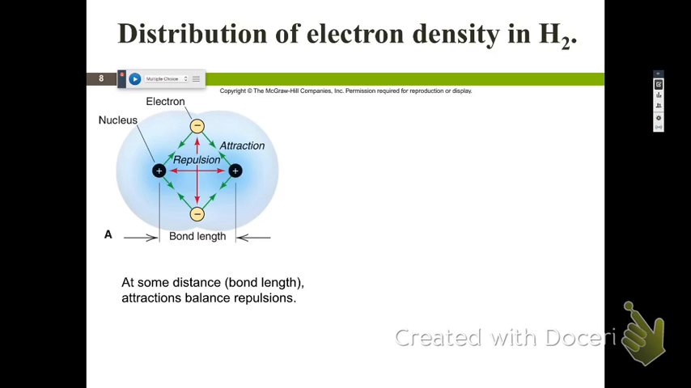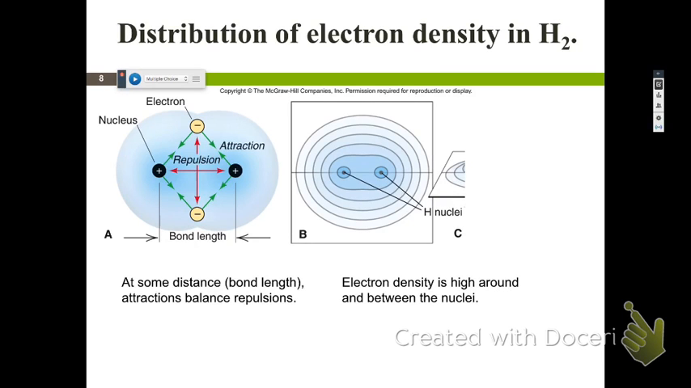So the nucleus is a point source of positive charge. And so whether it's one proton or lots of protons, those can only get so close together before they start repelling each other and pushing each other away. So the electrons and protons interact and pull each other closer. Protons will repel each other.